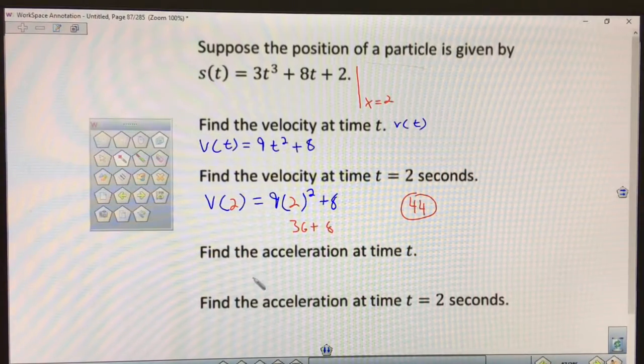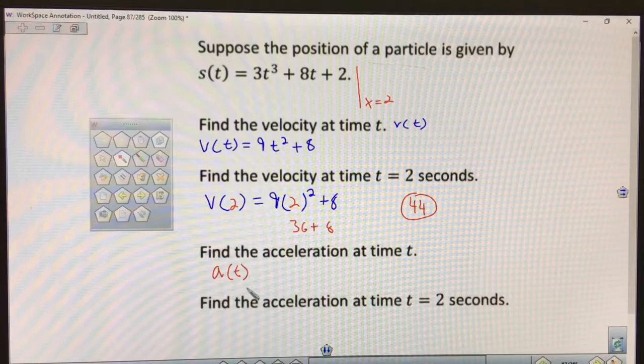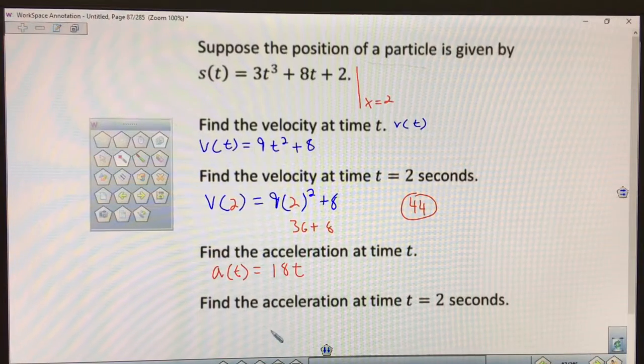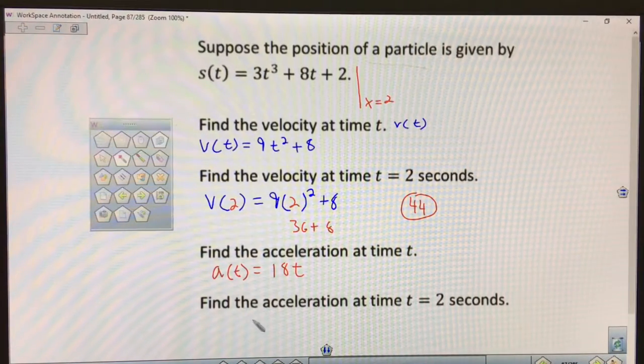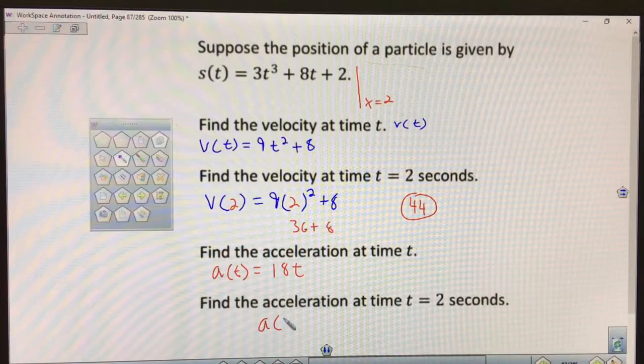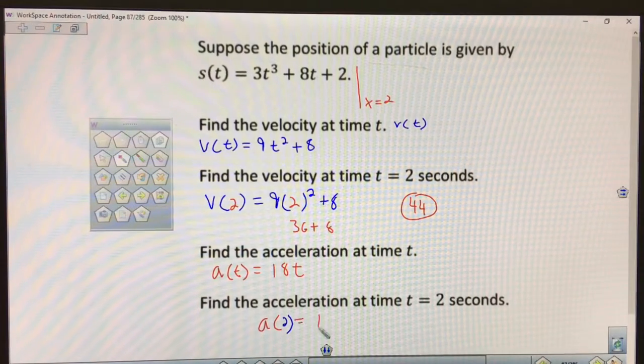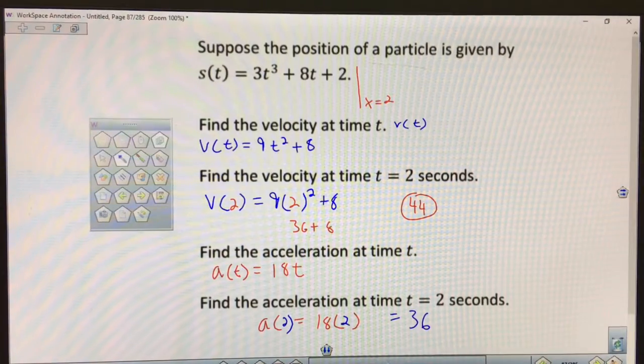Acceleration. All the acceleration is the derivative of velocity. So you're just taking the derivative of the same thing twice. So this is the second derivative. The derivative of 9t squared is 18t. Acceleration, so that's going to be plug in 2. Not that big of a deal.